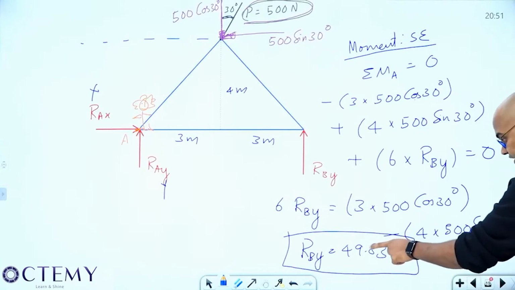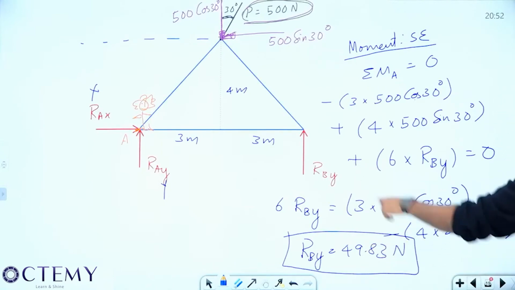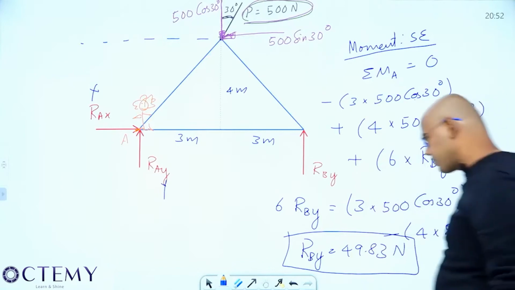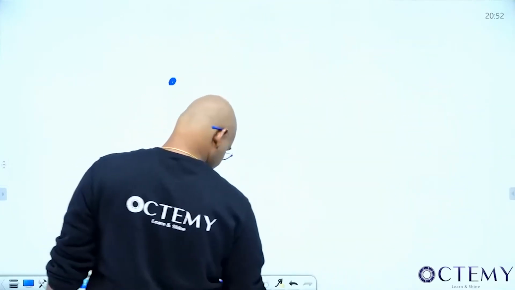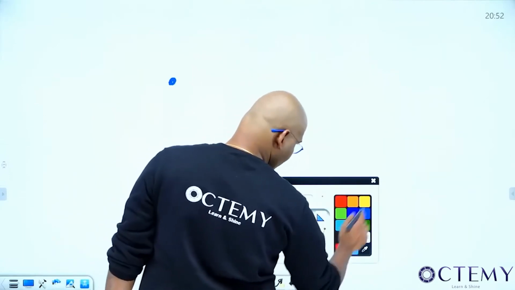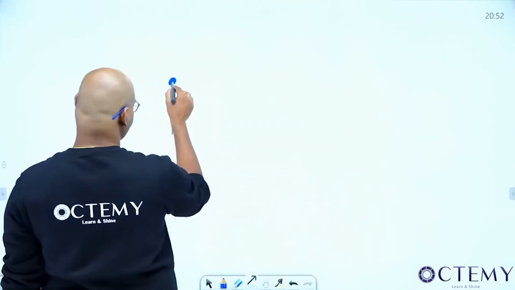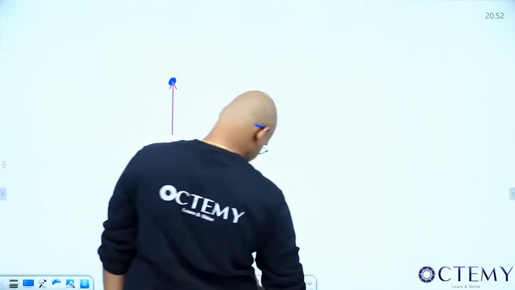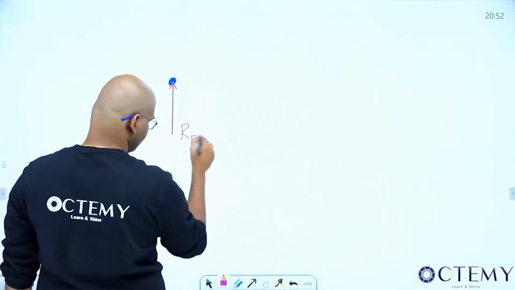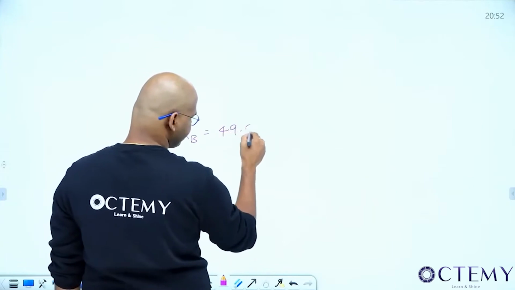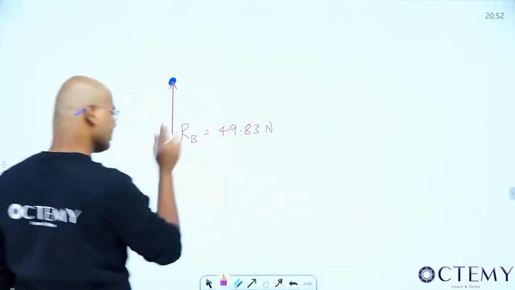RBY, how much is that? 49.83. 49.83 RBY, let us say it's RB. Okay. Known support reaction. Okay. RB, how much is that? 49.83 newtons. So there's no X component, so I'm directly taking RB.